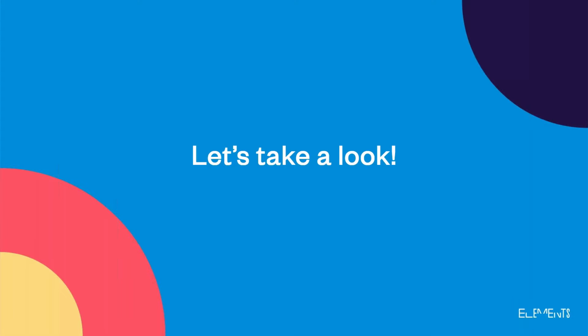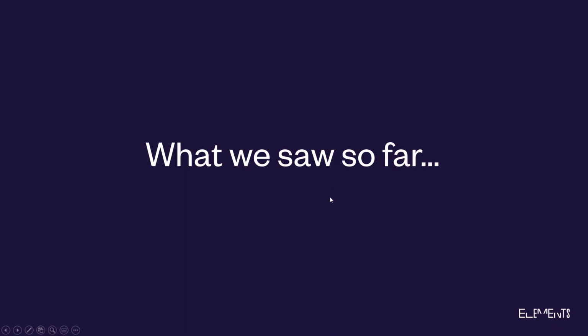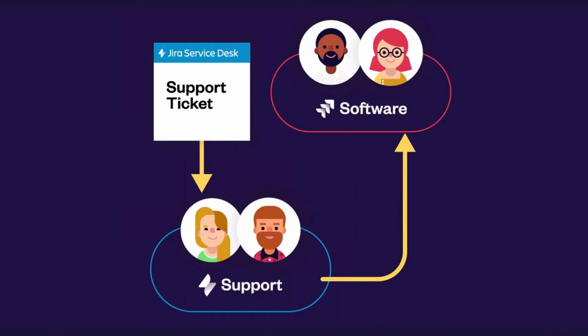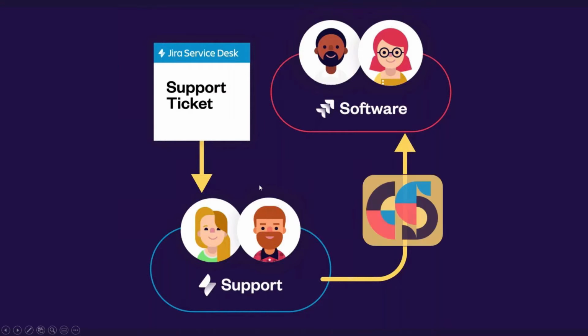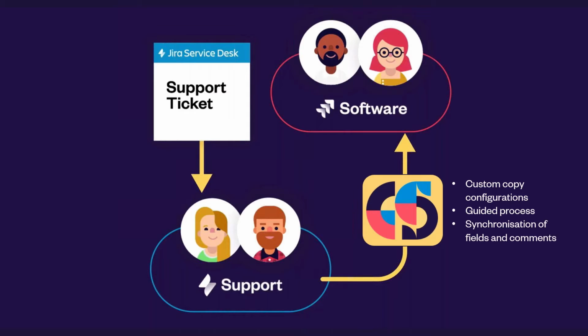So I'm going to sum up what we've seen so far. This is what we had at the start, the standard use case of issue escalation. And this is where we used Elements Copy and Sync. It allowed us to create a customized copy of our support ticket in the development project. It allowed us to guide the support agent along the way by restricting the number of projects and issue types available for the copy. And we showed how Elements Copy and Sync let us synchronize the fields and comments between the two issues to keep the escalated ticket up to date. That's it for the first part.